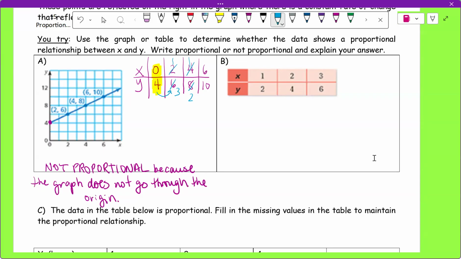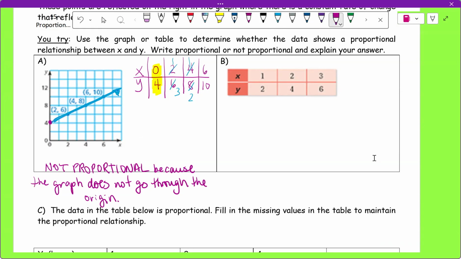Well, actually, let me rephrase. We do have a constant rate of change because it is a straight line, but it has to meet all the qualifications. It has to have 0, 0, equivalent ratios, and the constant rate of change. So it does have the constant rate of change, but that is not enough. So we are not proportional.